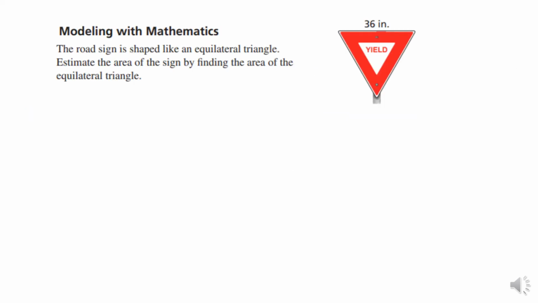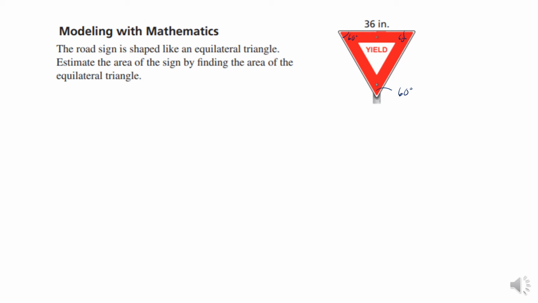Okay, so in this problem we have a real-world problem. We have a road sign that is shaped like an equilateral triangle. That information gives us some facts that we need to know. So we know that this is a 60-degree angle, this is a 60-degree angle, and this is also a 60-degree angle. So you might be asking yourself, well, how does that help us? We've only learned about right angles. But we're going to estimate the area of the sign by finding the area of the equilateral triangle.